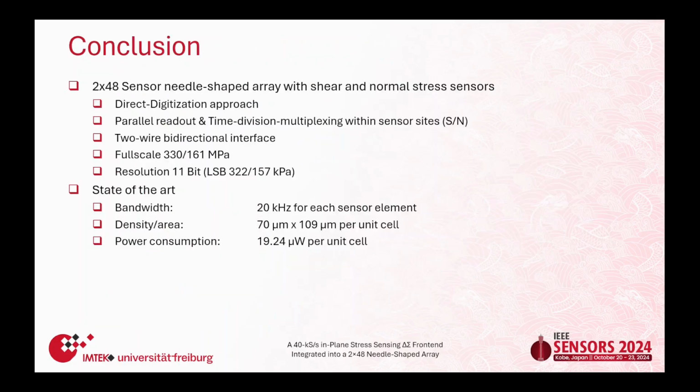So with that, let me conclude my talk. We presented a 2 times 48 sensor needle-shaped array, which is meant for high bandwidth sensing, which could define the state of the art in terms of density, power, and bandwidth.